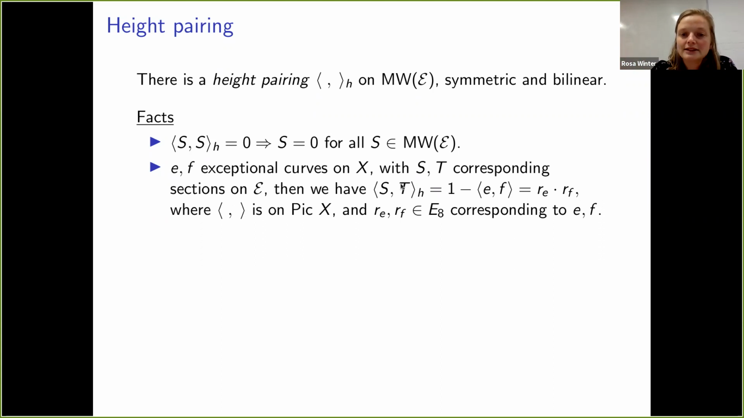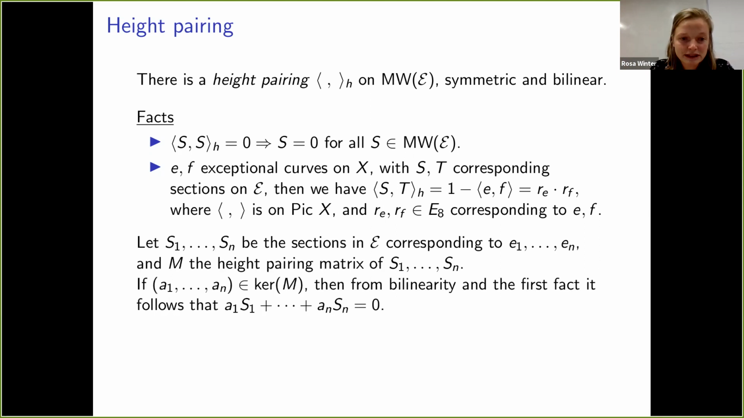And I can just get the height pairing of these two sections by looking at the dot product of the roots corresponding to E and F. And that's very nice because in this paper where we studied the Mordell-Weil group and the E8 root system, we have everything in terms of these roots. So we know all these height pairings of all the sections coming from exceptional curves.